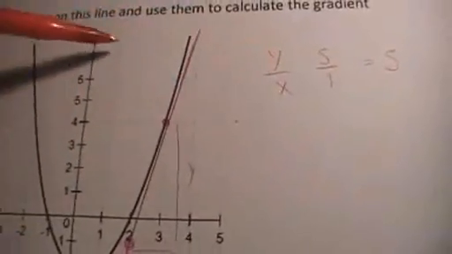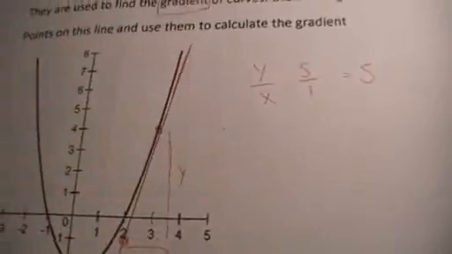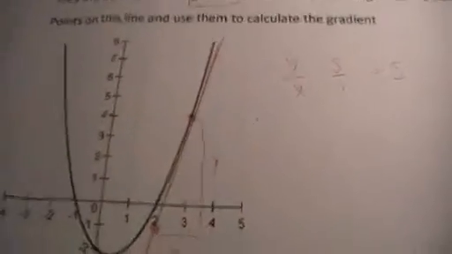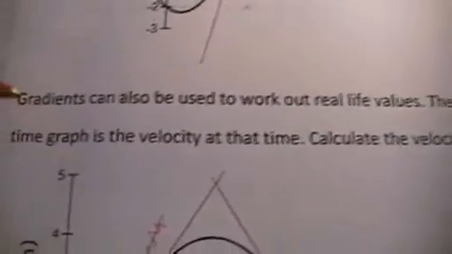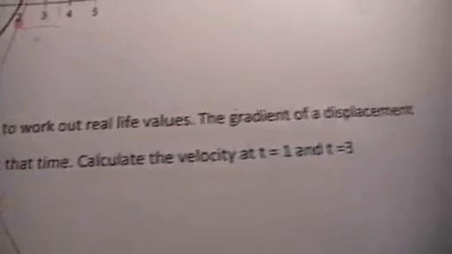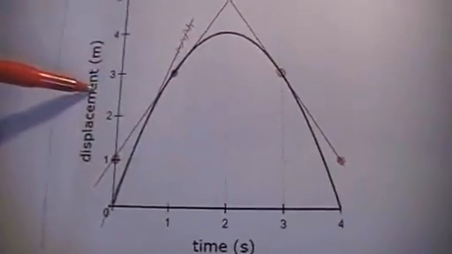Okay? Now gradients actually represent a rate of change. So what you're doing when you do a gradient is you're doing the y-axis divided by the x-axis. So it's not just some arbitrary, strange thing. Let's look at this example. Okay, real life values. So we've got here a displacement time graph. Now if I want to calculate the gradient, it's going to be y, which is displacement, divided by time.